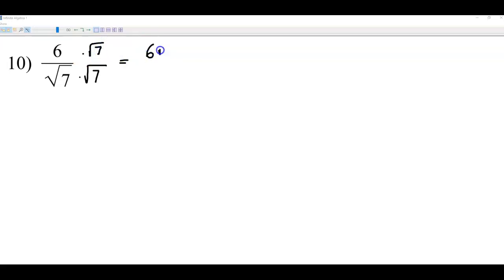The top is going to be 6 square root of 7. And on the bottom, if you multiply square root of 7 times square root of 7, you get just normal 7. And now we no longer have a square root in the denominator, and that's how we prefer it.